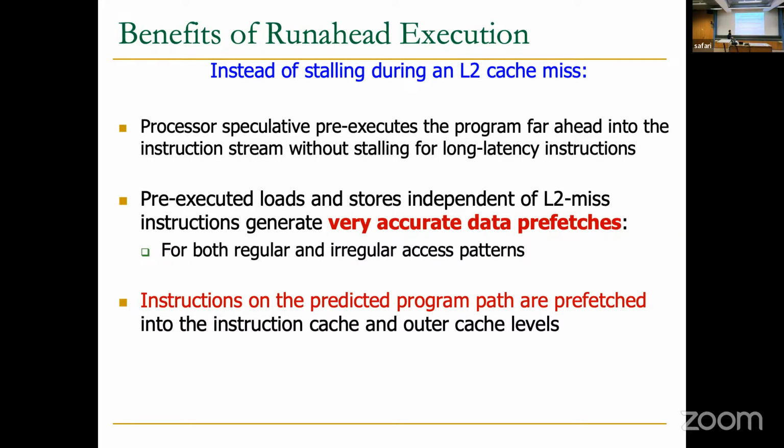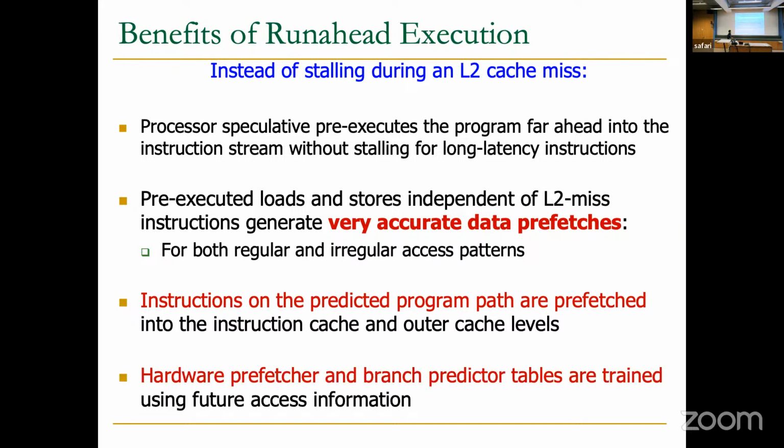Instructions on the predicted program path are prefetched into the instruction cache and other cache levels, and the hardware prefetcher and the branch predictor tables are trained using the future access information. The entire goal is that your caches are getting warmed up and your hardware prefetcher is also getting trained. So next time when you execute the actual program, it's going to be much more beneficial.